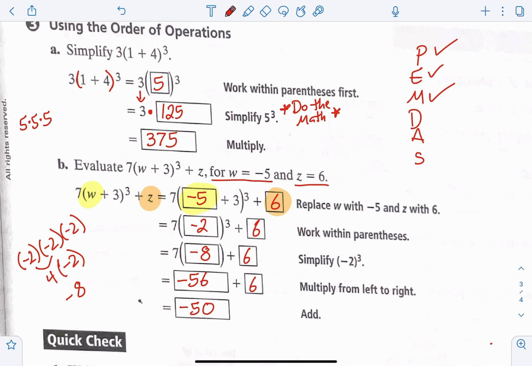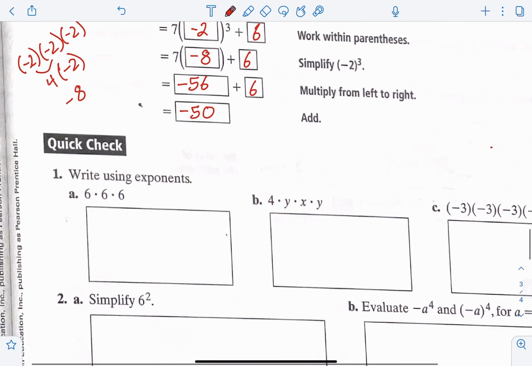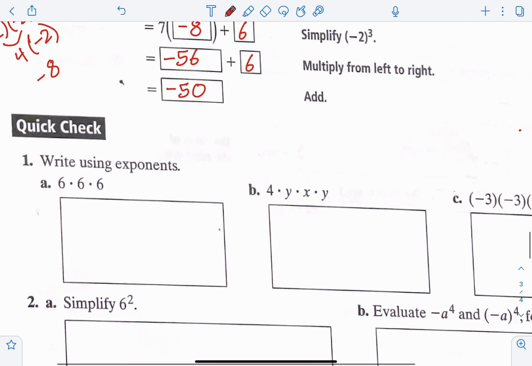All right. Now we're going to move down to the quick check. So I'm going to do the first one for number 1 with us, and then we'll pause the video and you guys can work on B and C, and then I'll go over them. So this says write using exponents.